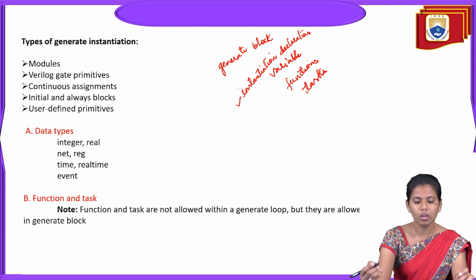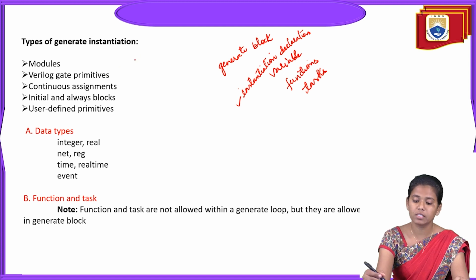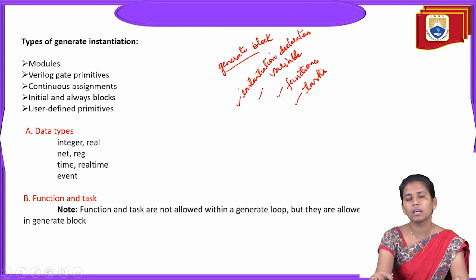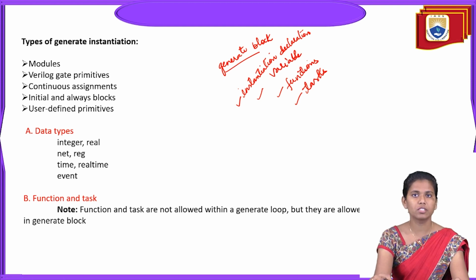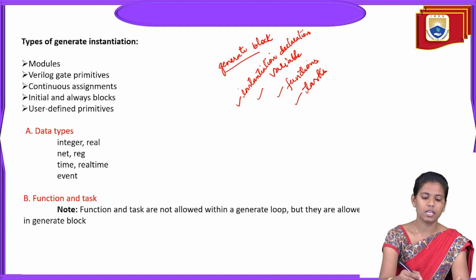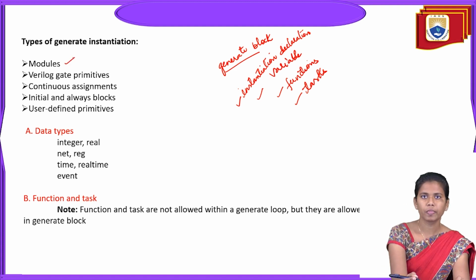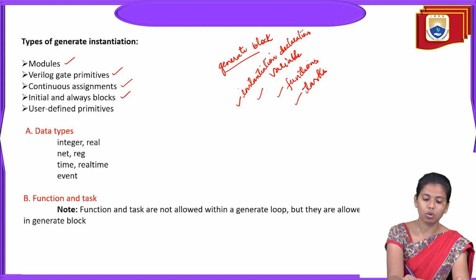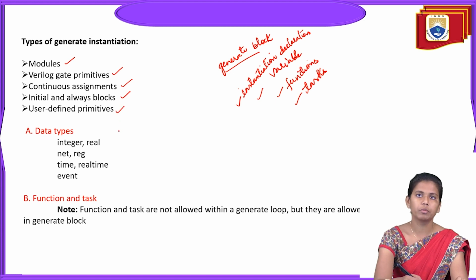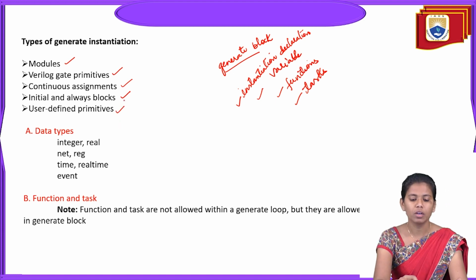Isn't it? So now we will see the types of generate instantiation. In the generate block, these are the variables that it can consider. Now we will see the types of generate instantiations. In the generate instantiations, we'll come across the modules, Verilog gate primitives, continuous statements, initial and always blocks, and user defined primitives. So these are a few instantiations whenever you are considering generate block code.